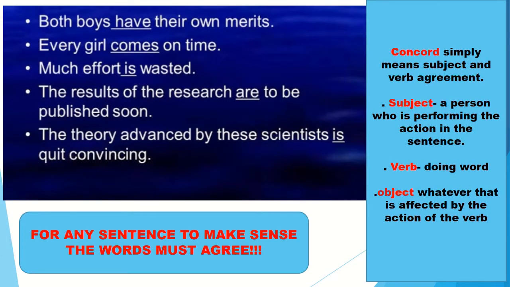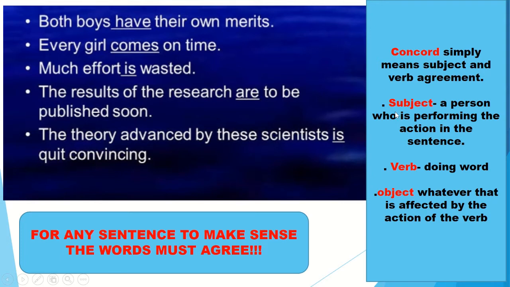Concord in its simplest form is the agreement of words in a sentence. Concord can simply mean subject and verb agreement. A typical example: if you say the boy is crying, the words agree because you're talking about one boy, but you cannot say the boys is crying. The subject does not agree with the verb. It's supposed to be the boys are crying. So when words agree in the sentence, that's what we mean by concord.